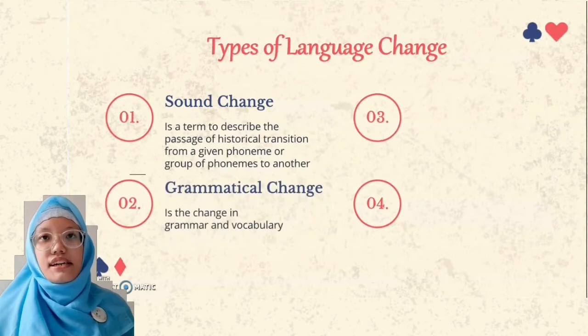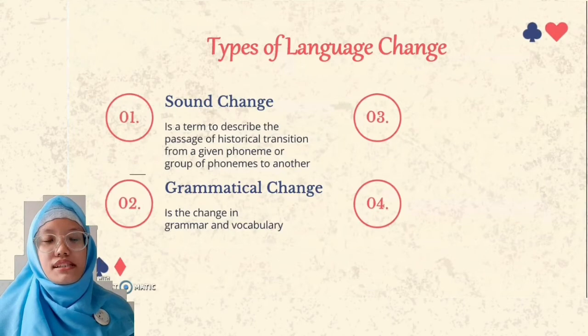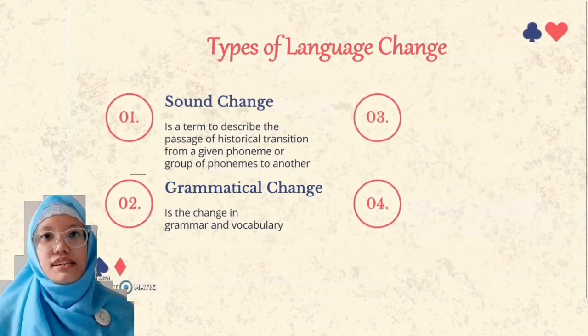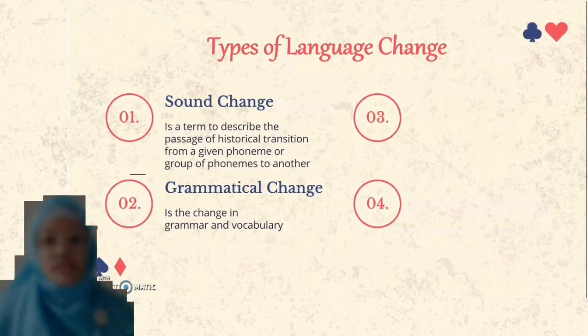The second is grammatical change. Grammatical change is the change in grammar and vocabulary. By grammatical change, the members of a grammatical set are increased or reduced in number, and the means involved in marking grammatical categories are extended, since such changes are carried out in accordance with patterns which already exist in the language.